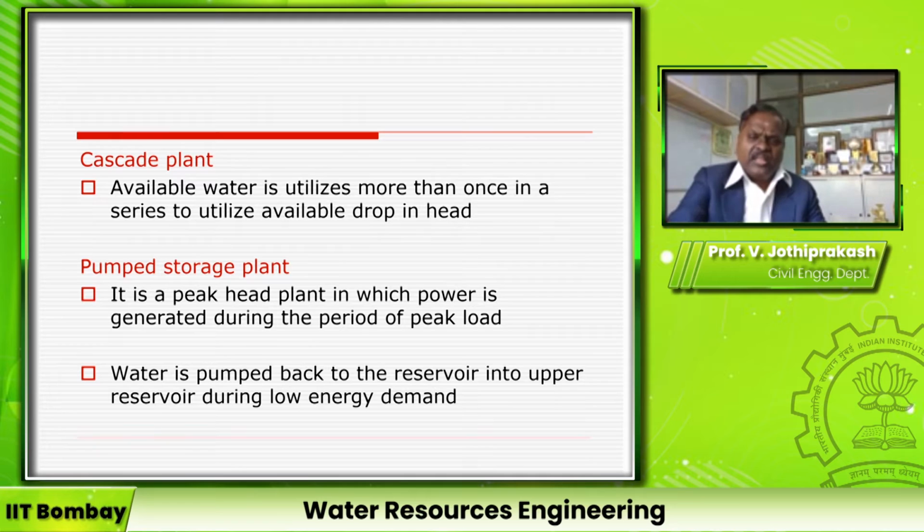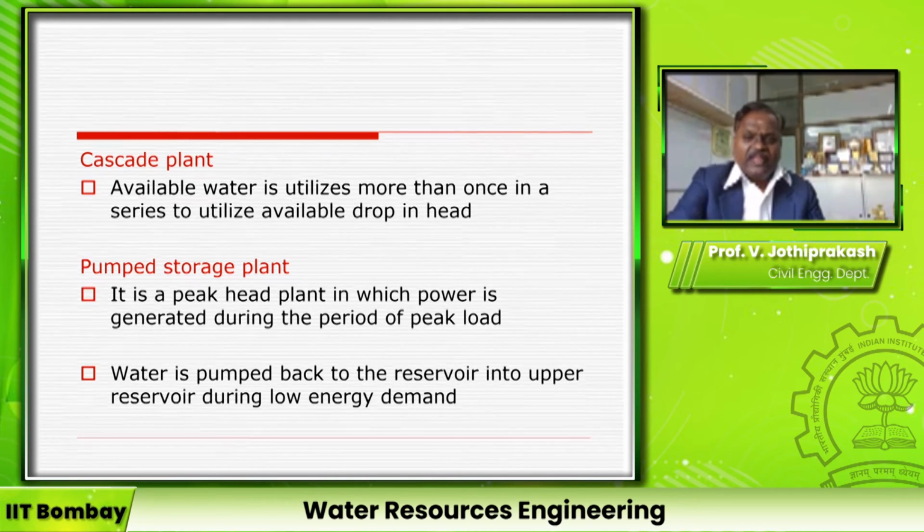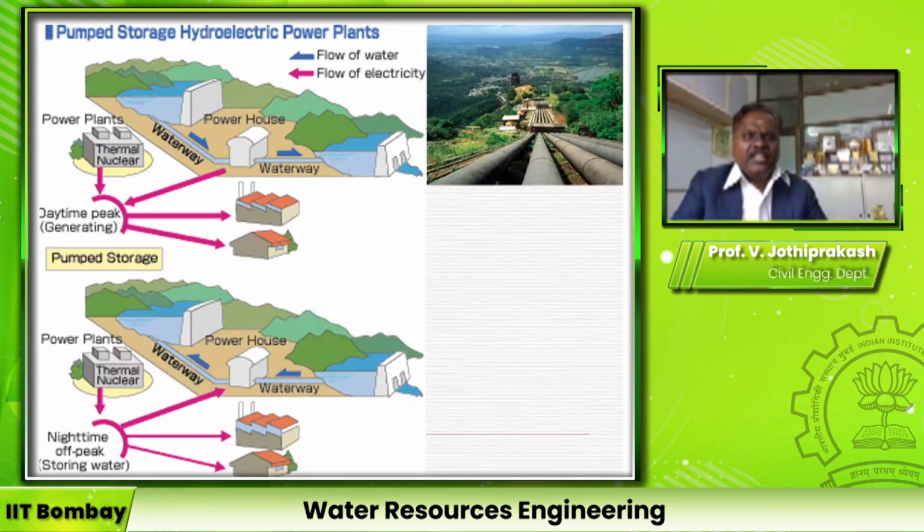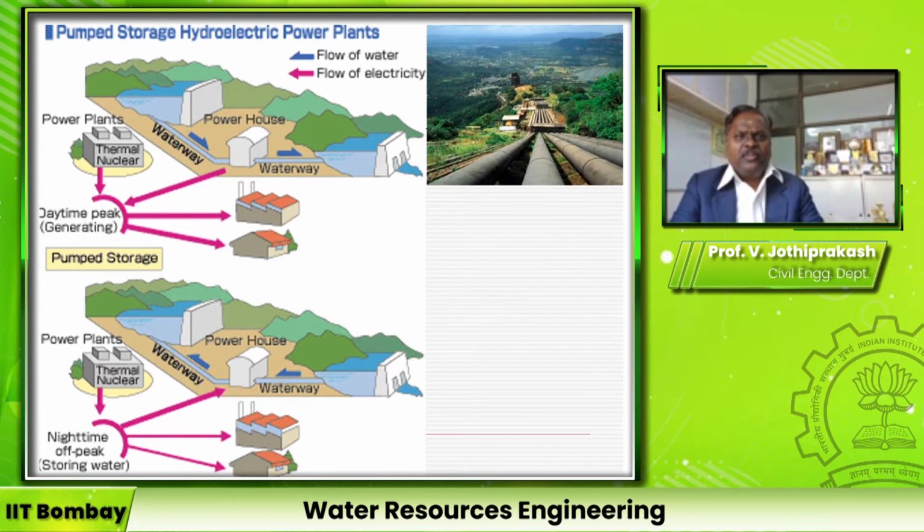Okay. Then the last category is pumped storage plant. That means it is a combination of more than one power. It is the peak head plant at which power is generated during peak period of the load. Then during non-peak period, the water is pumped back from the lower level reservoir to the upper level reservoir. Here is a schematic representation of a pumped hydroelectric storage power plant. You have a main reservoir at upstream, and water is let in through the penstock to the powerhouse. You produce the electricity and water is again led to the downstream reservoir.